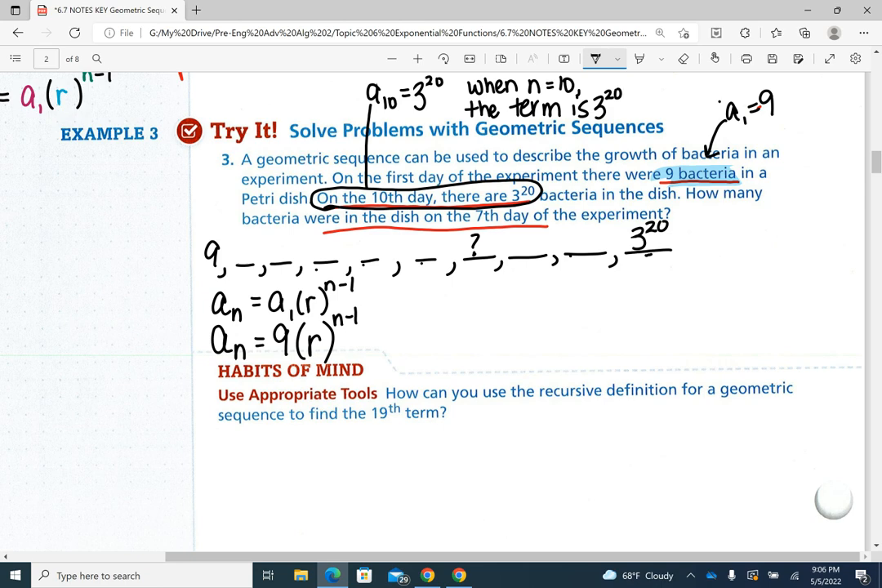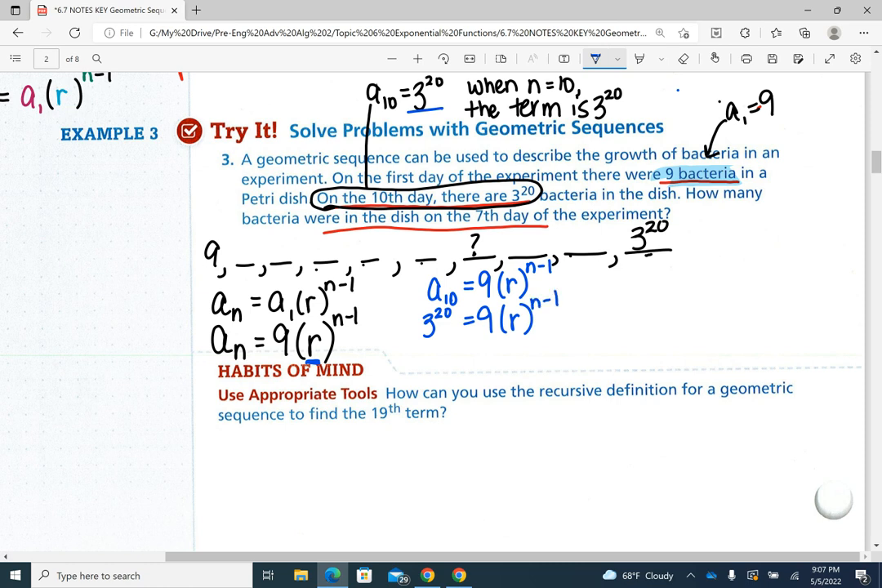This information is going to help me decide what r is. So I'm going to take my formula and figure out what my common ratio is. I know that a sub 10 equals 9 times r to the 10 minus 1, and I'll keep the 9. r is what I'm trying to solve for. I also know that a sub 10 is 3 to the 20th. So 3 to the 20th equals 9 times r to the n minus 1.